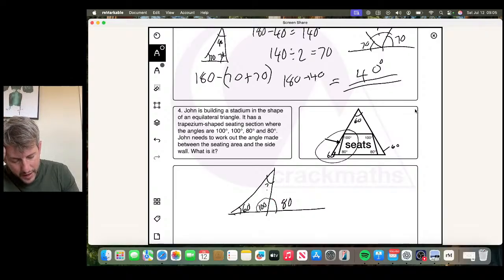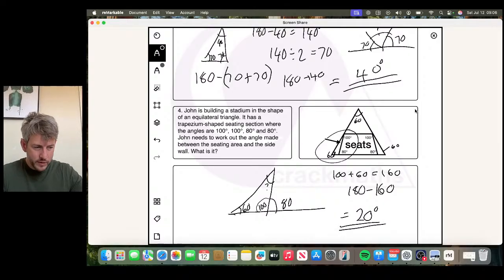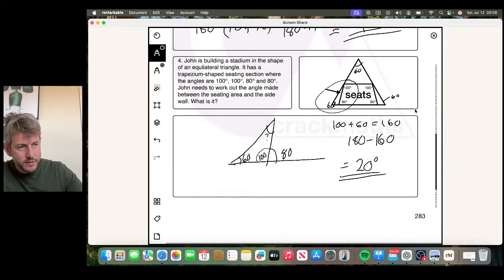Then we've got two angles in the triangle here. So 100 add 60 equals 160. Then this is a triangle, so 180 take away 160 equals 20 degrees. There we go. So that is going to be 20 degrees.